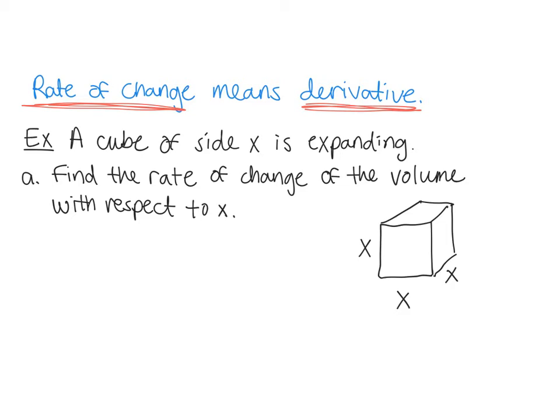Now we want to find the rate of change of the volume with respect to x. So find the derivative of the volume with respect to x. That's what we want to find. Okay, now in order to do this, we have to come up with an equation, a function that relates x and the volume. So we want to relate x and v.